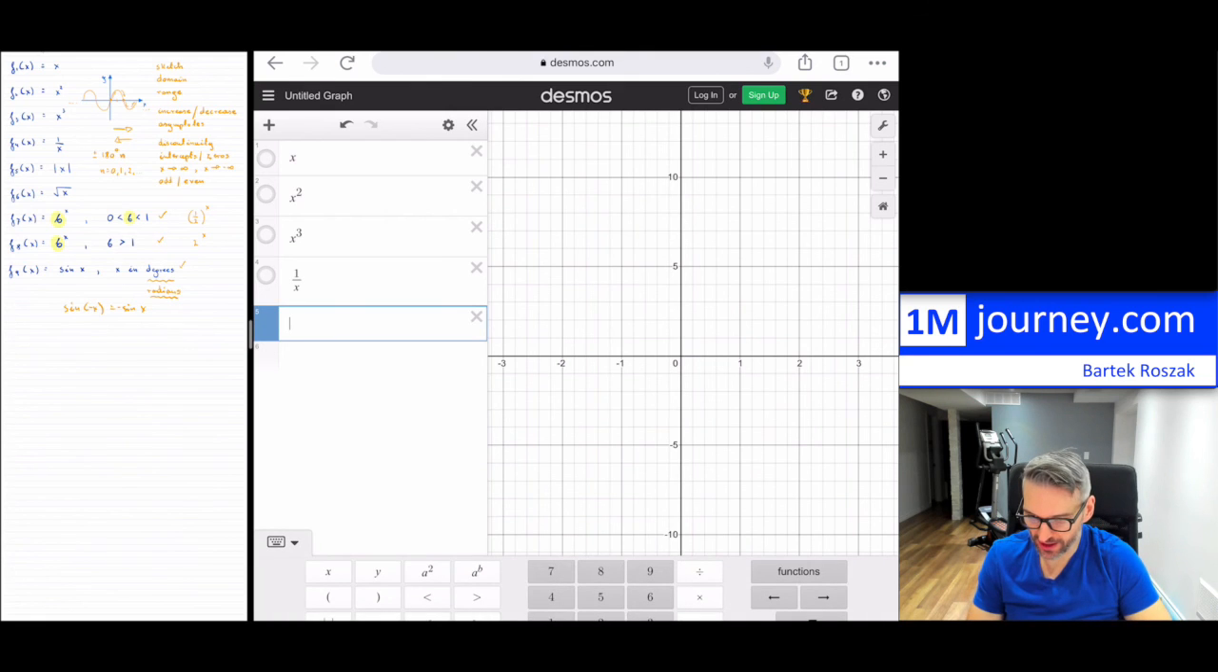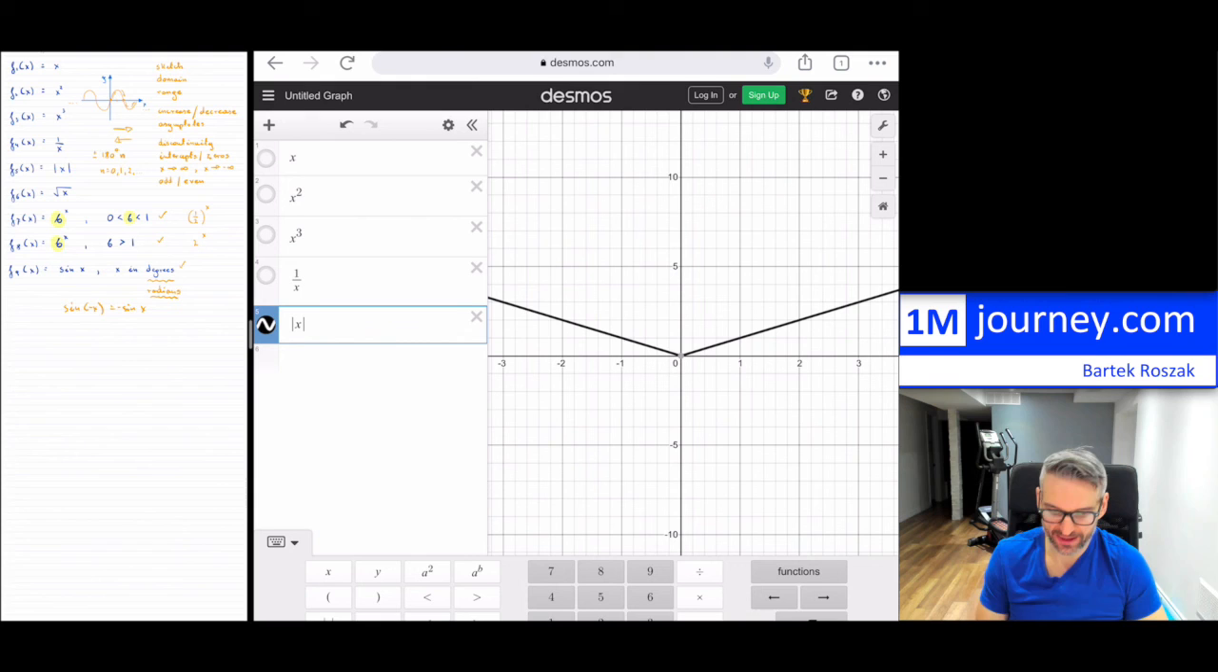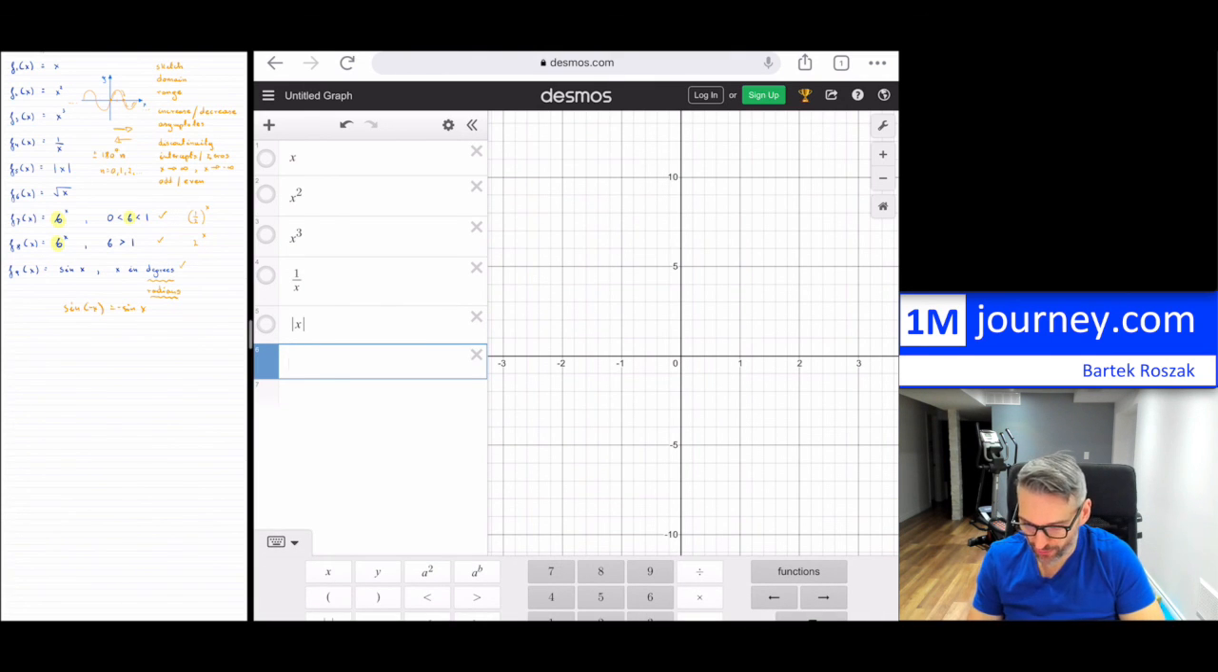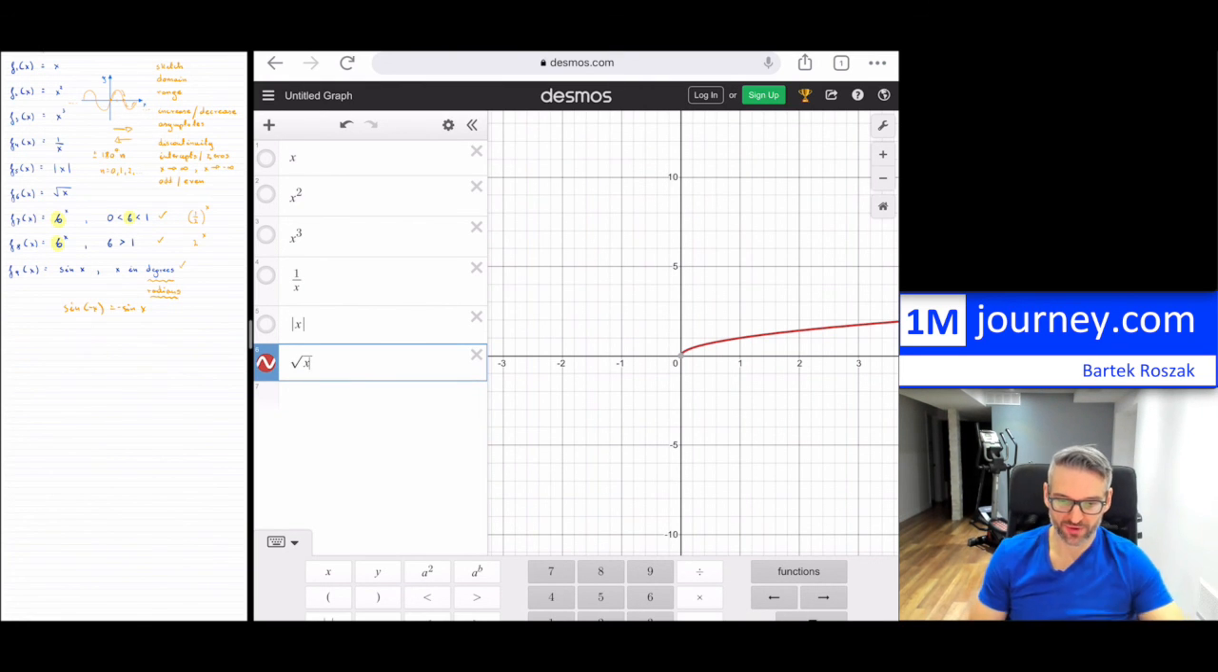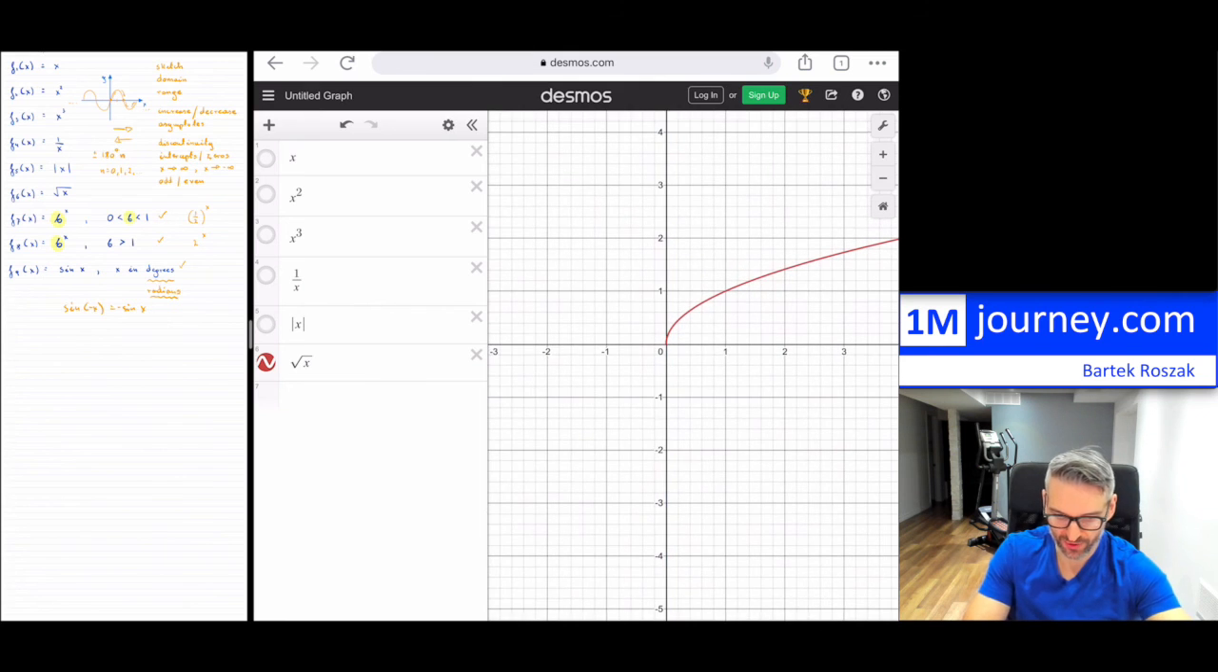The next one that we had was the absolute value, so this was that, right? That's your v. Okay. What else did we have in there? So we had the square root. Let me pick this square root in here. Pick it off there, from the bottom. So that's our square root, right? So notice it's only defined starting at 0 on.